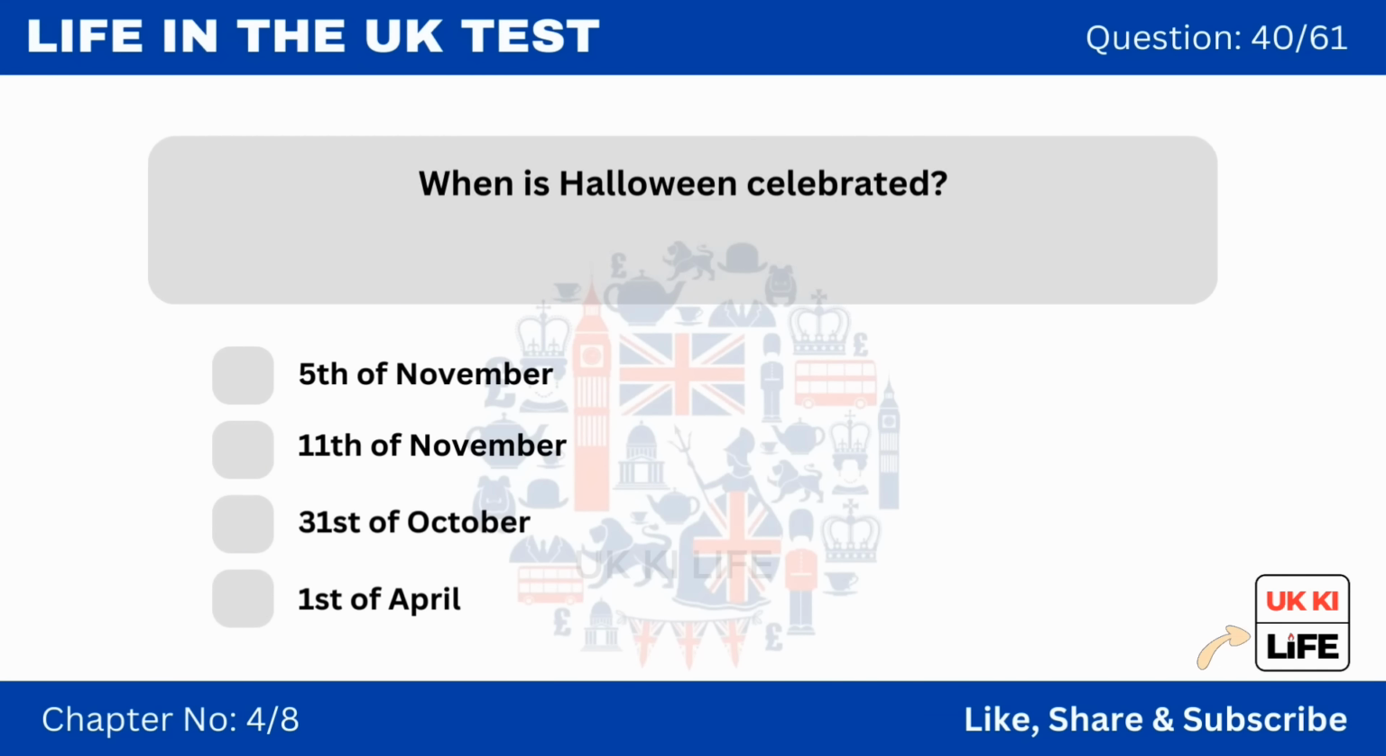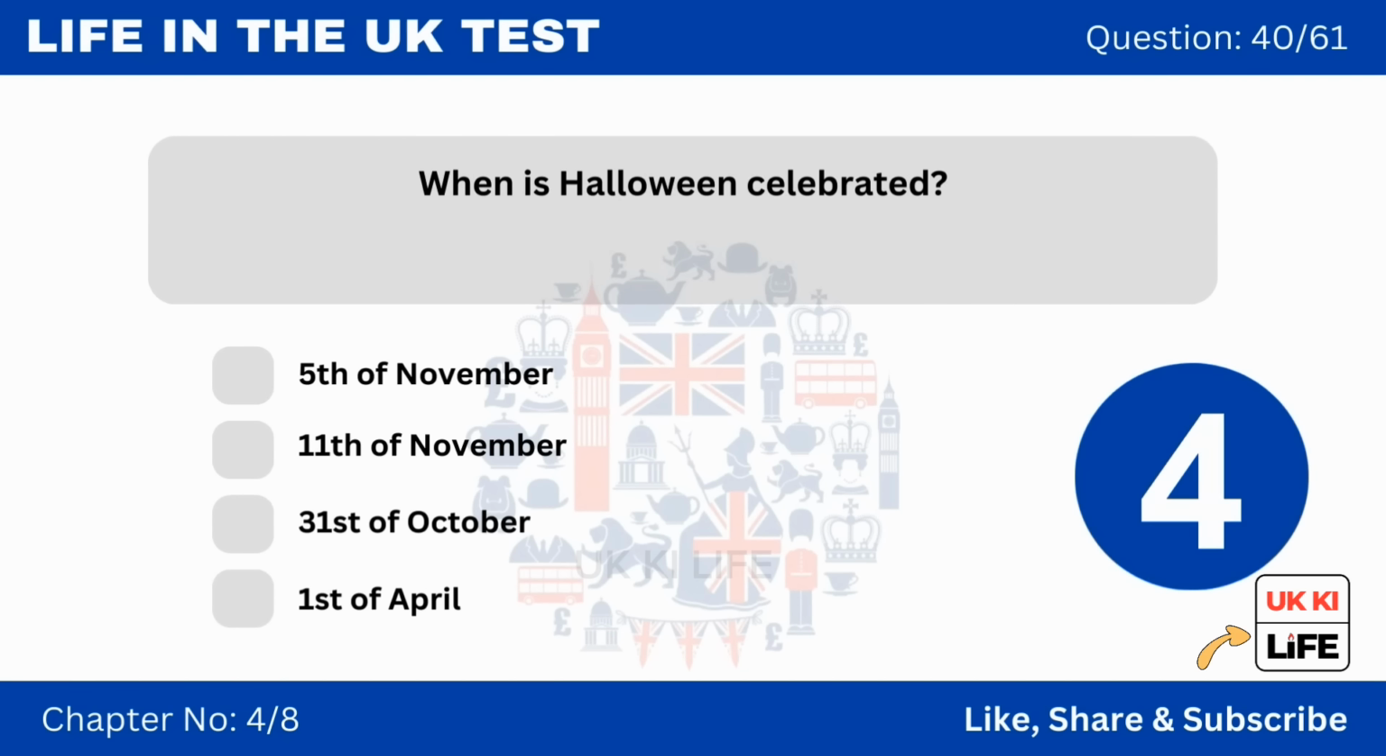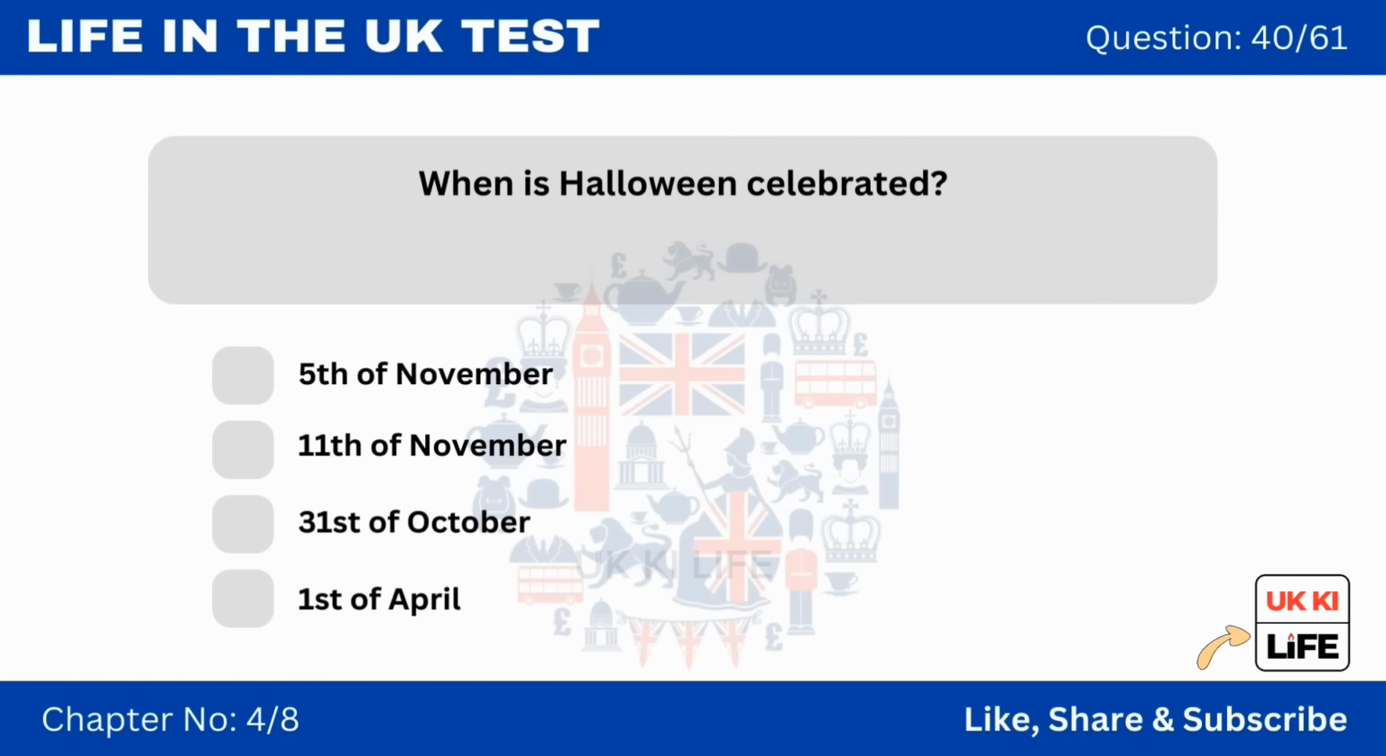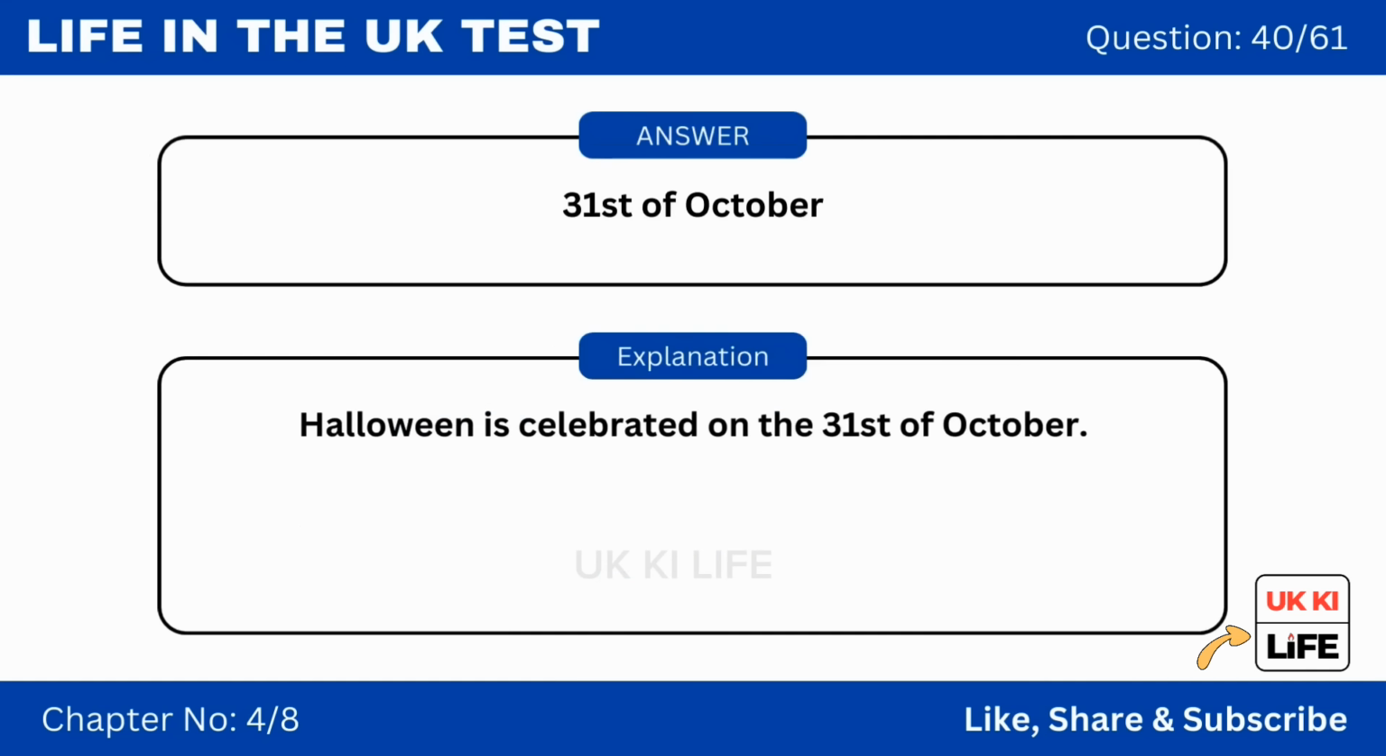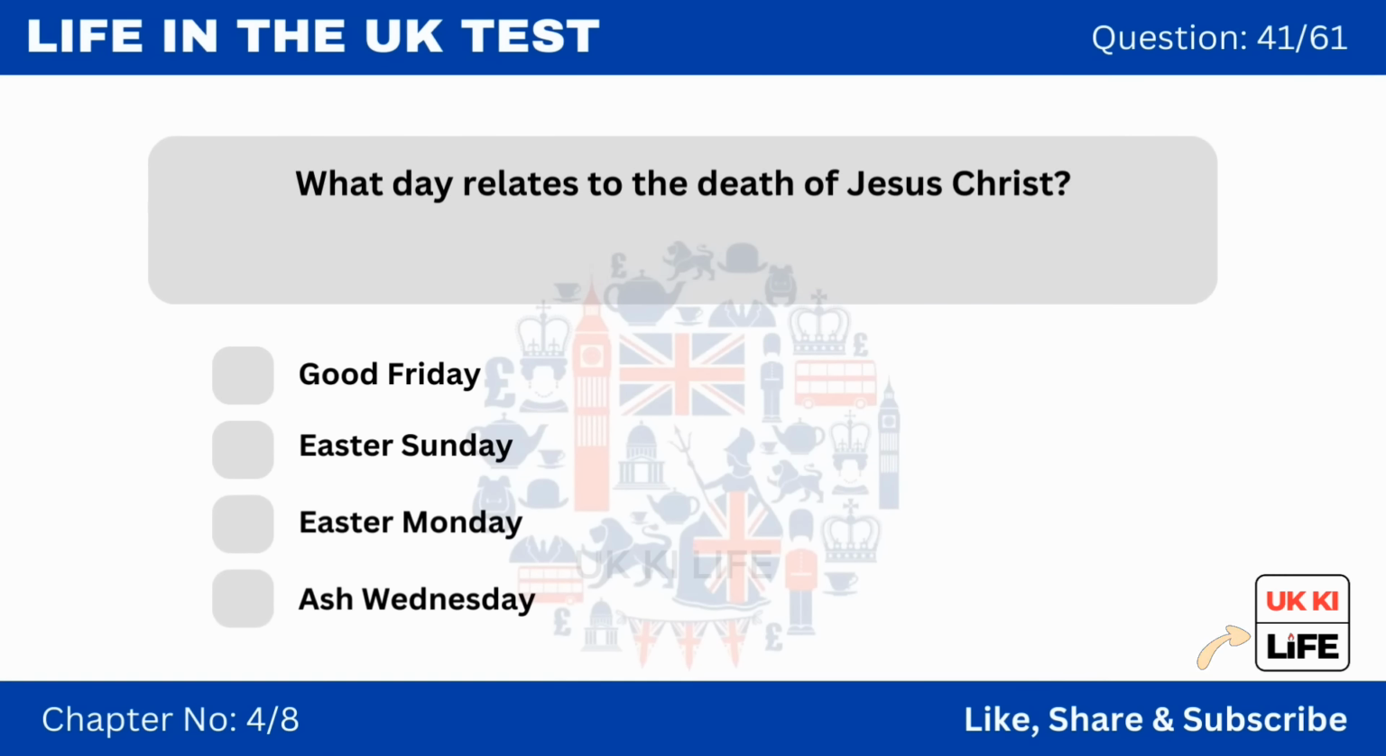5th of November, 11th of November, 31st of October, 1st of April. The correct option is C. Explanation. Halloween is celebrated on the 31st of October. Question 41. What day relates to the death of Jesus Christ?